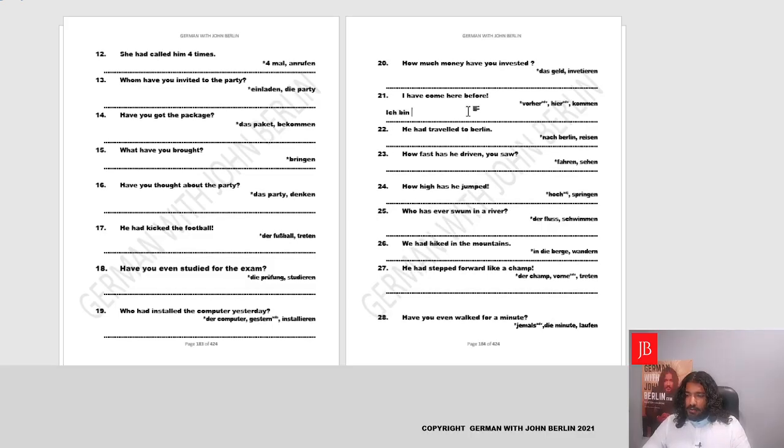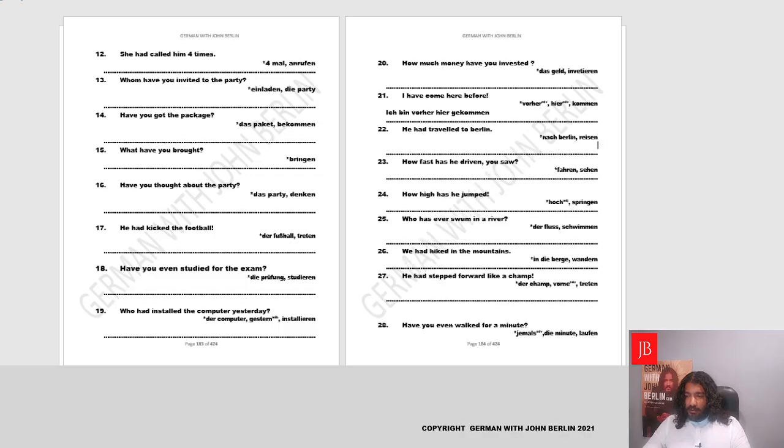Ich bin, before is vorher. Yes, it's an adverb, vorher. Here is hier, again an adverb. Now the verb is come, we'll write with a ge, gekommen. Fantastic. Moving forward, he had traveled to Berlin.